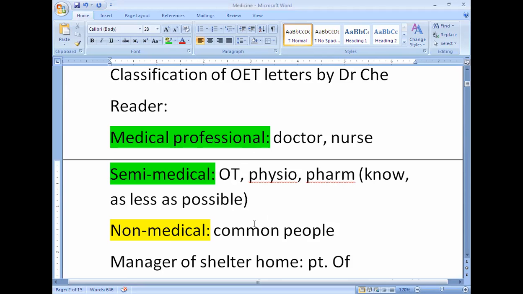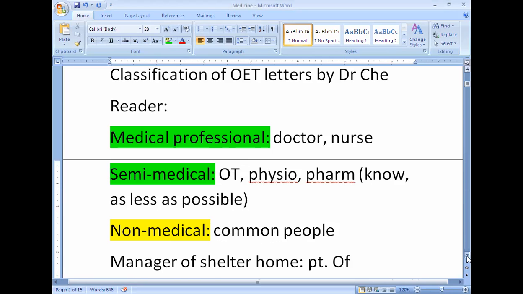We should keep a balance between non-medical professional and medical professional. You can use medical terms, but we should try to keep it a little bit simple, with as few medical terms as possible. Here with non-medical professionals, we should not use medical terms.